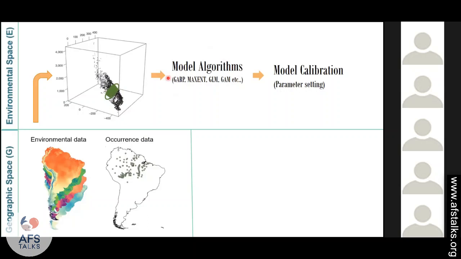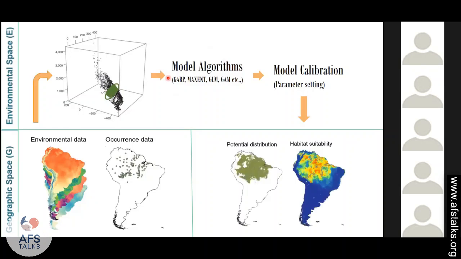We will calibrate our model by parameter setting, and then we will get the habitat suitability maps. Please note that the map that we see is also in the geographic space. Right, we will get the suitability map in our domain or in our area of interest. And from this suitability map, we will extract the potential distribution of our species of interest.